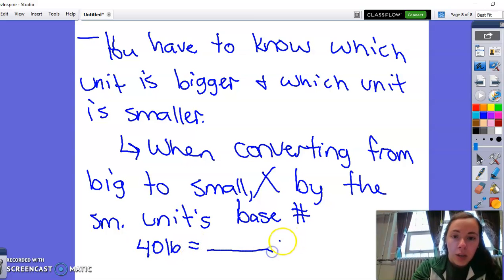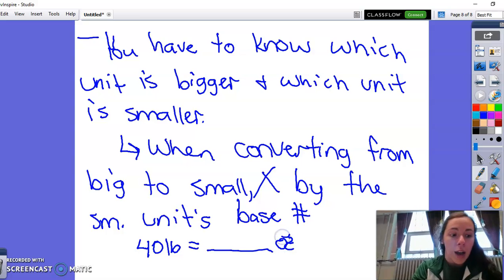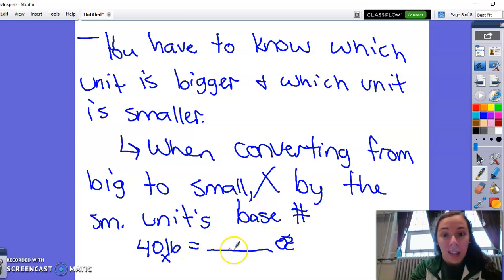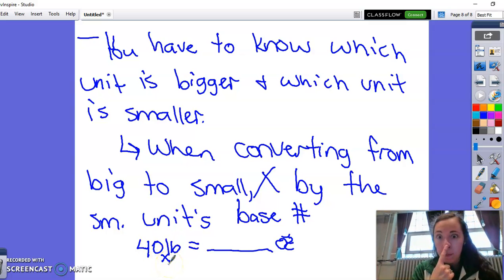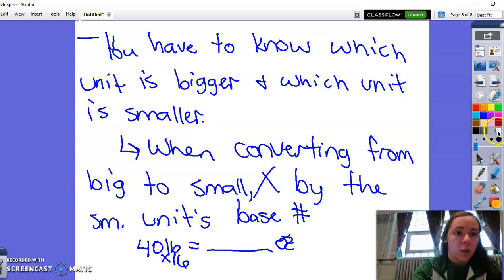and I want to know how many ounces that is, I know I'm going to have to multiply, because I have big to small, which means there's going to be a lot of littles. 40 times, and then how many ounces are in 1 pound? 16. 40 times 16. Let me change color real quick.